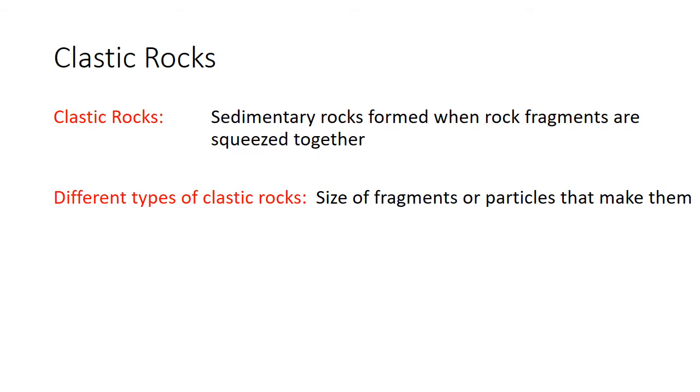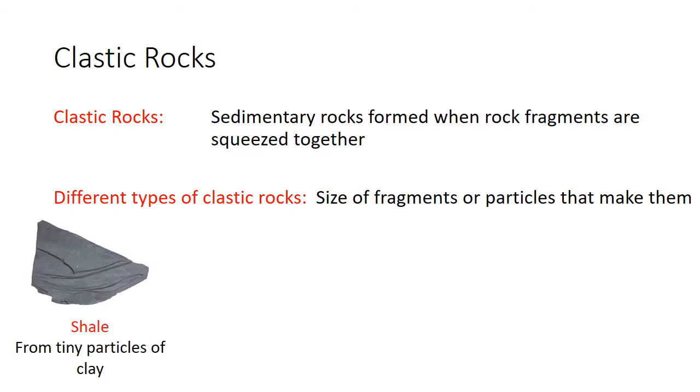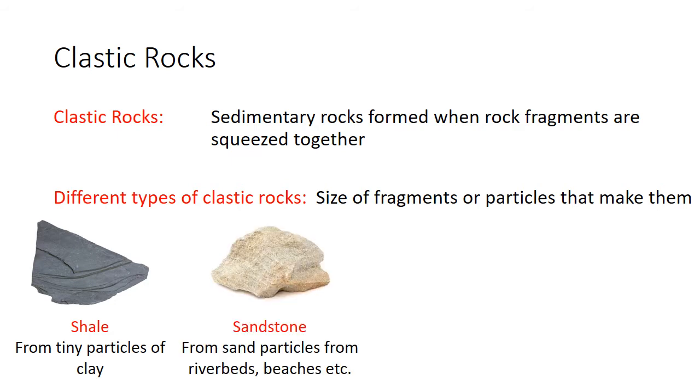Some examples are shale. Shale is made from tiny particles of clay. It is quite soft, easy to break, and we often find fossils in shale. Sandstone, as the name suggests, is made from sand particles, from riverbeds and beaches, or ocean floors.